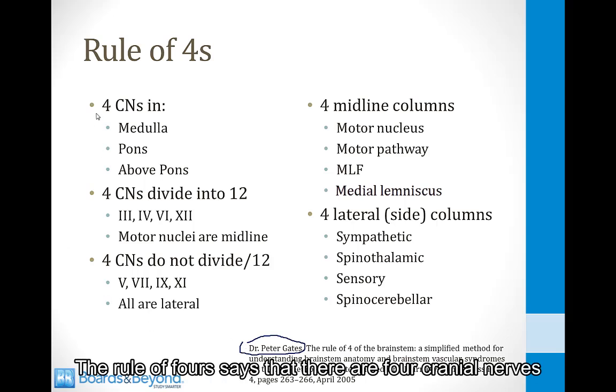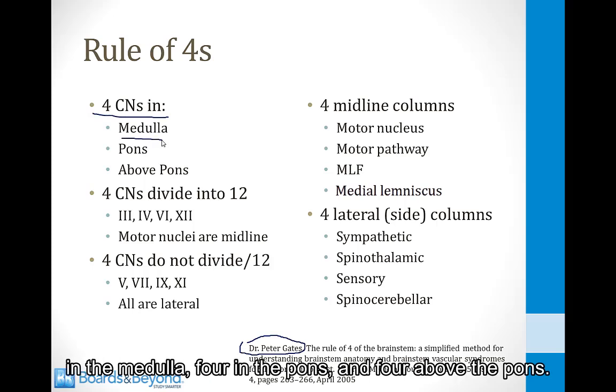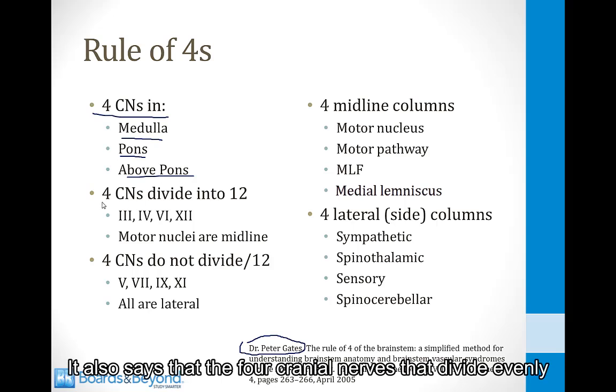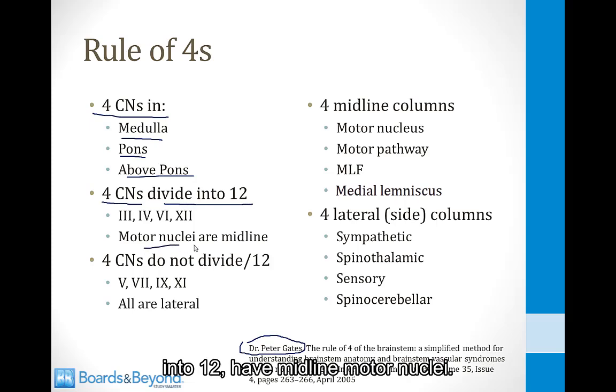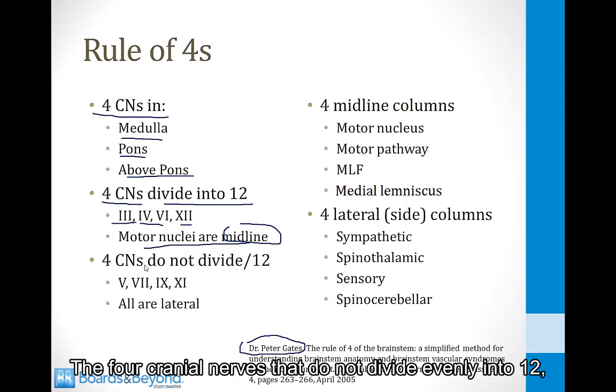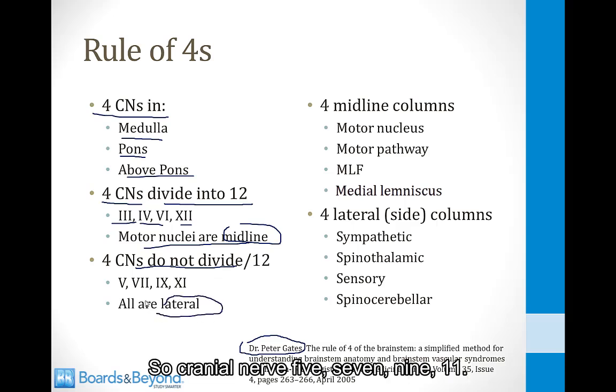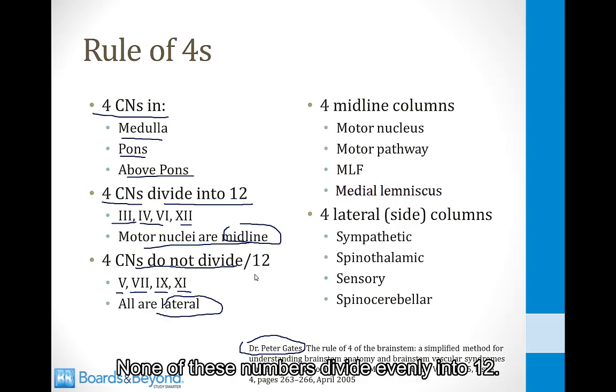The rule of fours says that there are 4 cranial nerves in the medulla, 4 in the pons, and 4 above the pons. It also says that the 4 cranial nerves that divide evenly into 12 have midline motor nuclei. So 3 divides evenly into 12, so does 4, so does 6, so does 12, and all these are midline cranial nerves. The 4 cranial nerves that do not divide evenly into 12 are all lateral. So cranial nerve 5, 7, 9, 11, none of these numbers divide evenly into 12. So those are all lateral cranial nerves.